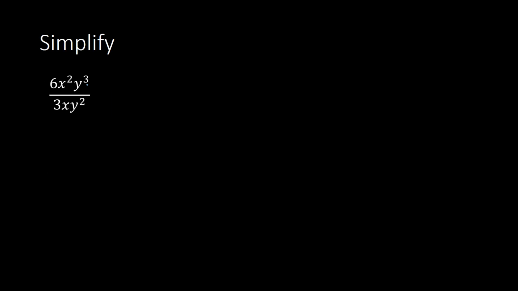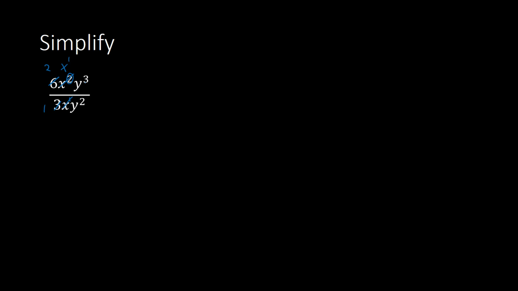Let's do one more example. Here we have 6x squared y to the third over 3x y squared. Well, we could take the 6 and the 3 and divide those. We get 2 over 1. x squared divided by x, we subtract the exponents, 2 minus 1, to get the first power. So we have x to the first power, which goes in the numerator because the bigger exponent started up here in the numerator as well.